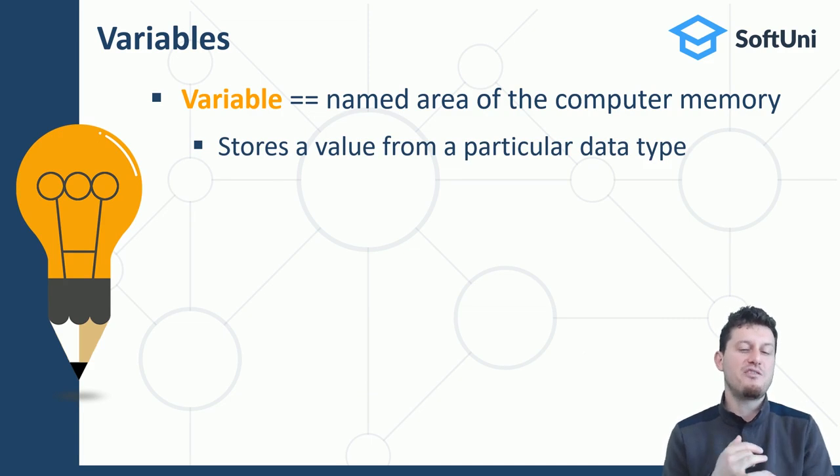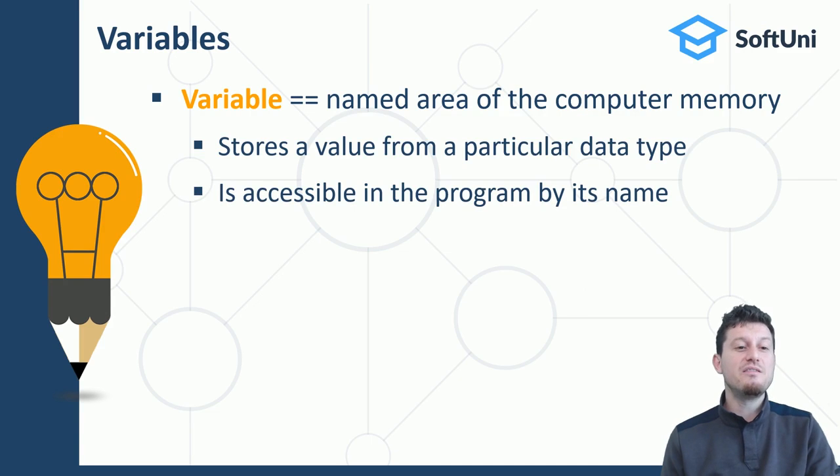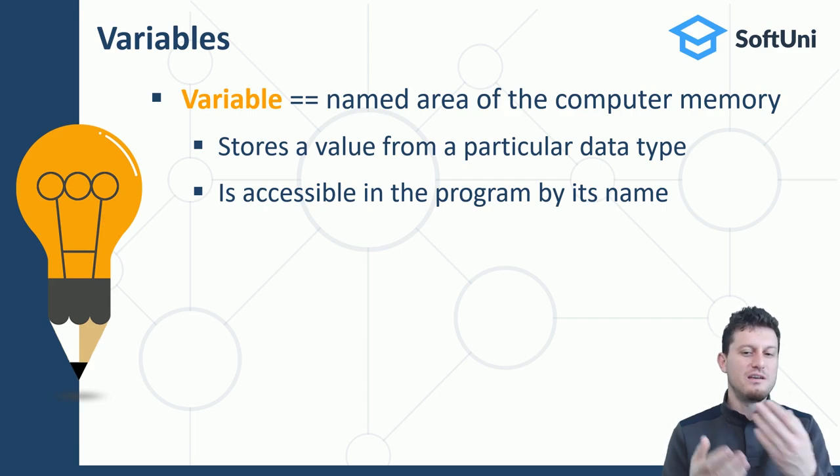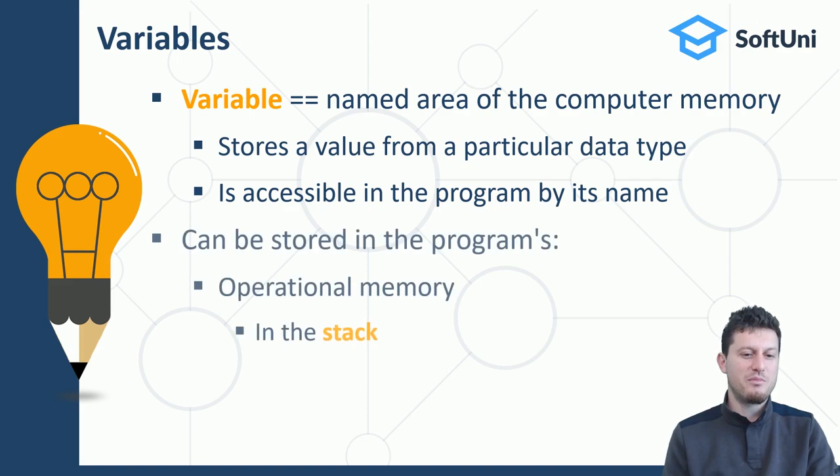For example, integer value or numerical value or text or date and time. And variables' values are accessible in the program by the variable name. So if I have a variable called student, which holds the name of the currently logged in system user, I can access the student name by this name, student, by the variable name.